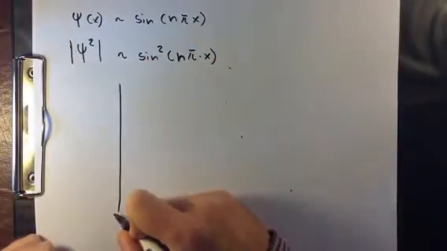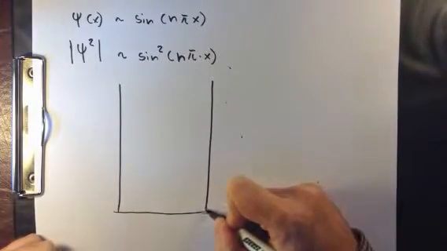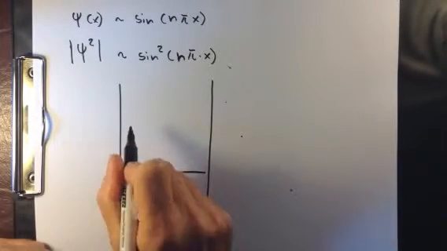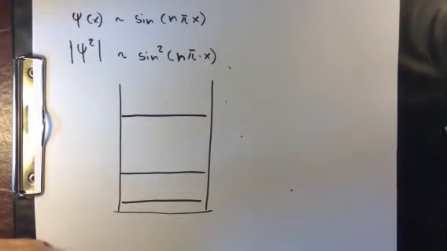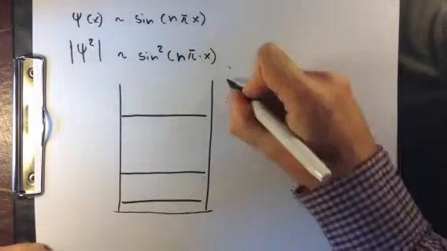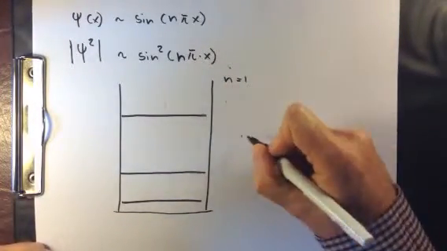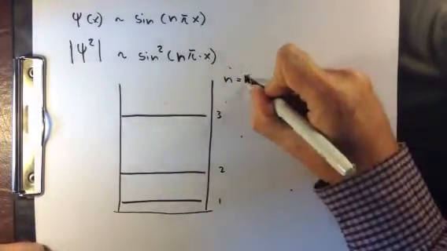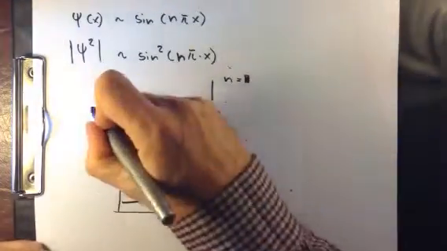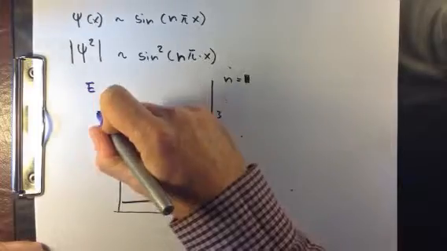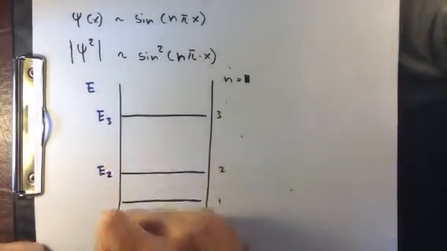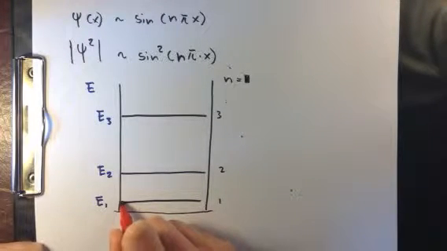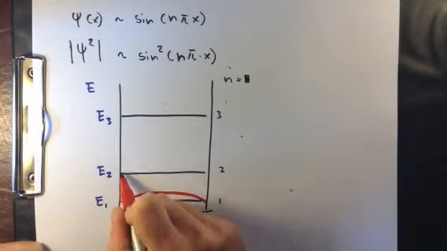We can thus draw our potential well once more and include in our diagram not just the energy states but the associated wave functions. N equals 1 is here, 2, 3, and the associated energies are E3, E2, E1. The wave functions are sine functions and look like this.